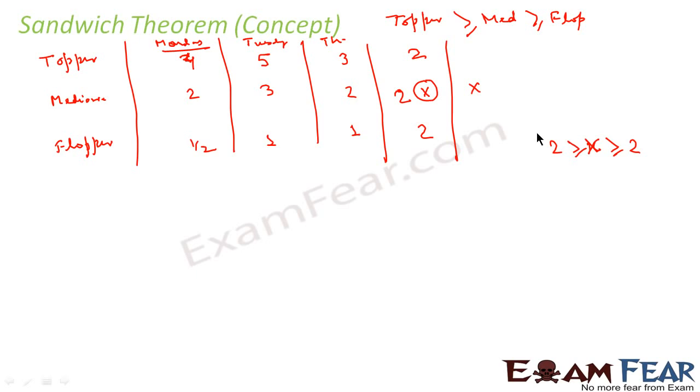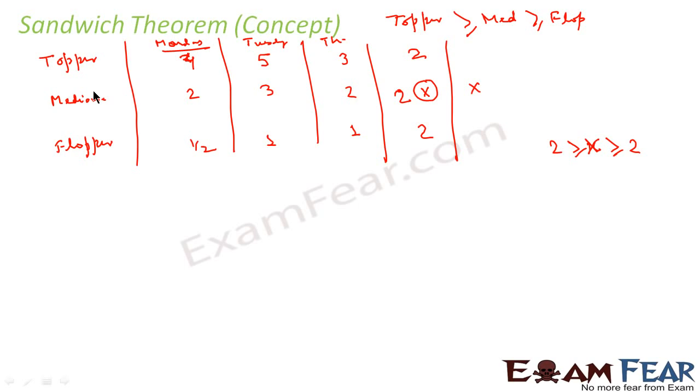Similar to this, we'll develop the sandwich theorem, where we'll have three functions: function 1, function 2, and function 3. We'll say that function 1's value is always greater than or equal to function 2's value, and function 2's value is always greater than or equal to function 3's value. That is, the topper always watches more or an equal number of hours than the mediocre.